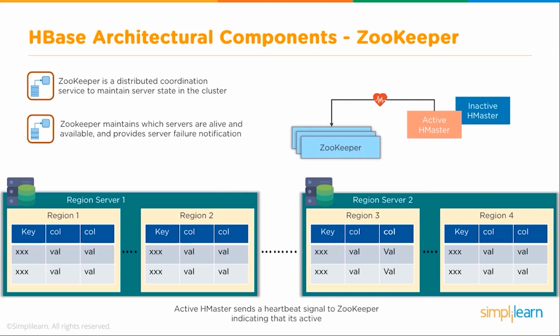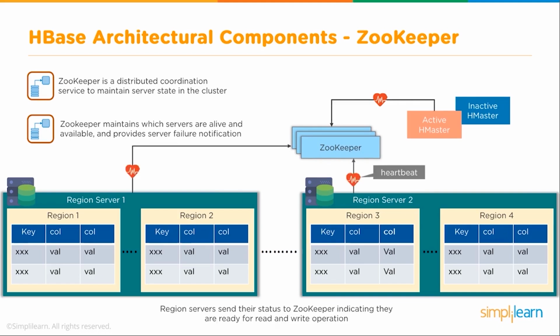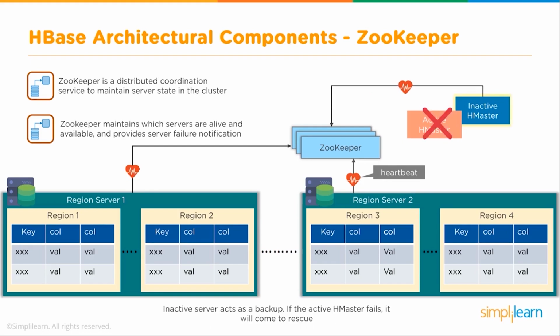So you have an active HMaster which sends a heartbeat signal to Zookeeper indicating that it's active. And the Zookeeper also has a heartbeat to the region servers. So the region servers send their status to Zookeeper indicating they are ready for read and write operation. The inactive server acts as a backup. If the active HMaster fails, it will come to the rescue.